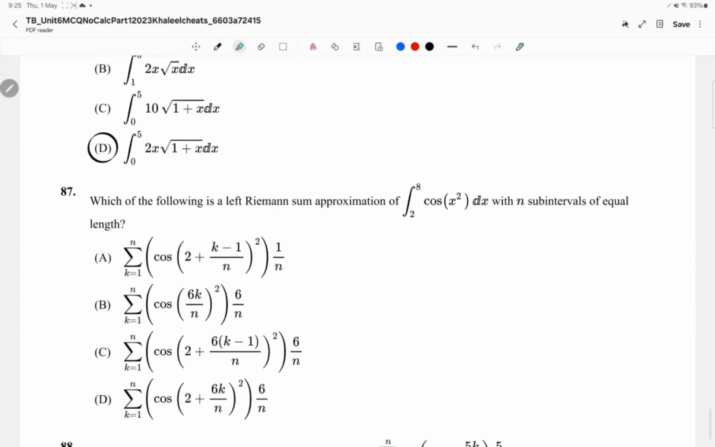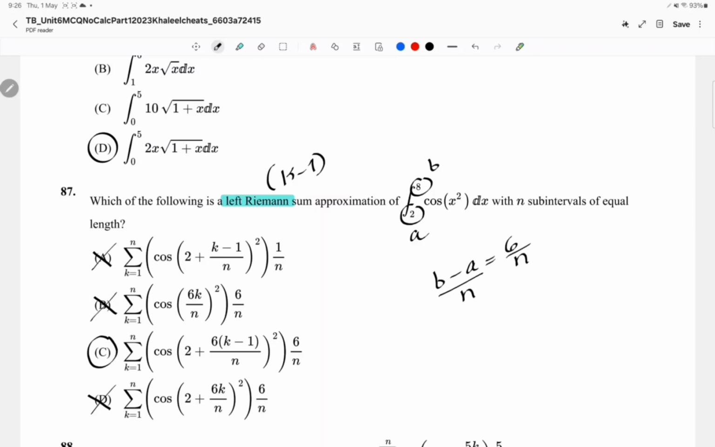Okay, now here they're asking for the left Riemann sum. We already learned that left Riemann sum means you have to have k minus 1. So it's not going to be choice B, and it's not going to be choice D. Okay. Now, it's not going to be choice A, and the reason is because B is 8 and A is 2, so B minus A over N is equal to 6 over N. You must see 6 over N, which is going to be choice C.